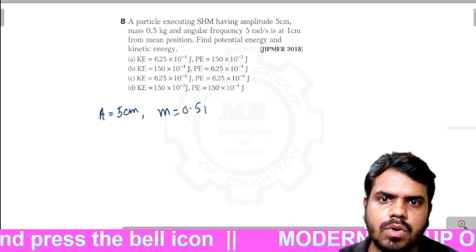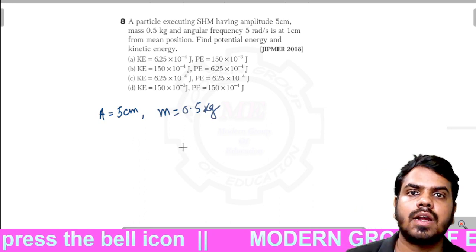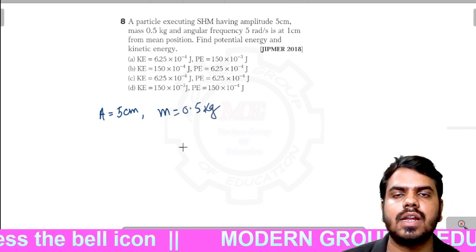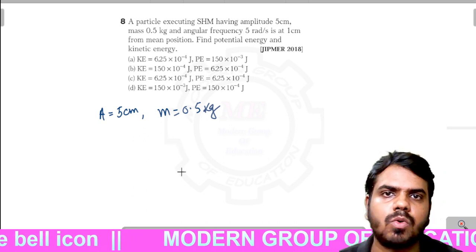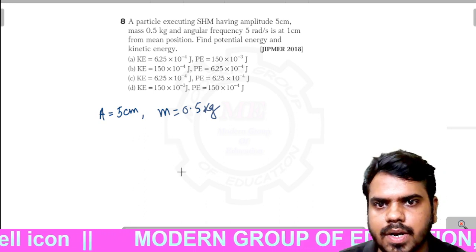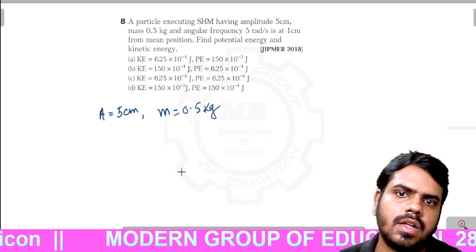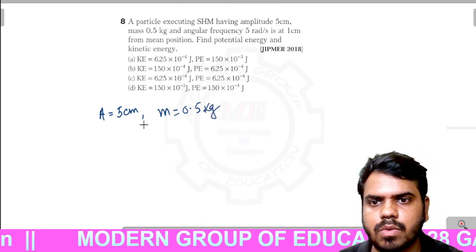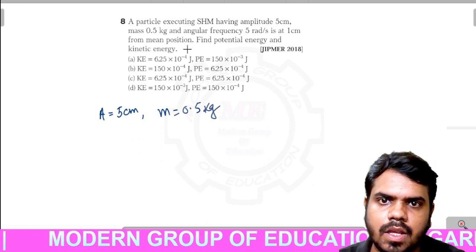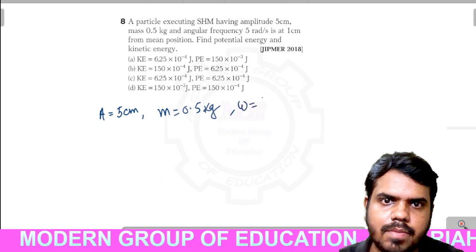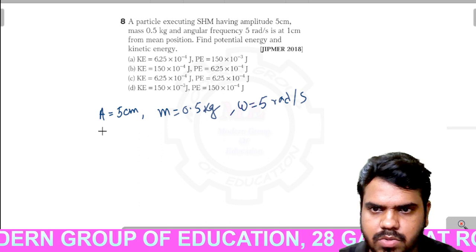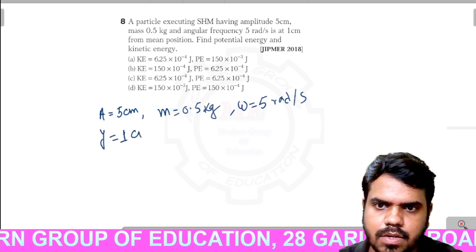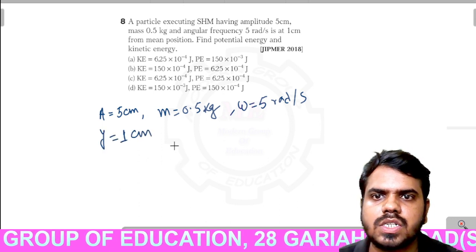First of all, you have to write down all the data to clearly understand which formula will come here, because there are numerous formulas, but you have to understand which formula will apply here. So you have to write down all the data first. And angular frequency omega is 5 radian per second, is at 1 centimeter from mean position. That means y is equal to 1 centimeter. Okay, find potential energy and kinetic energy.